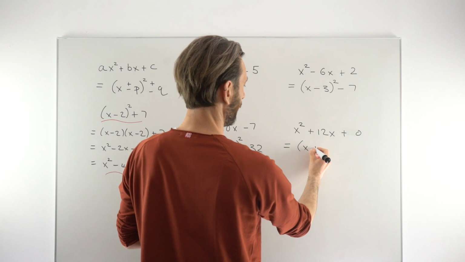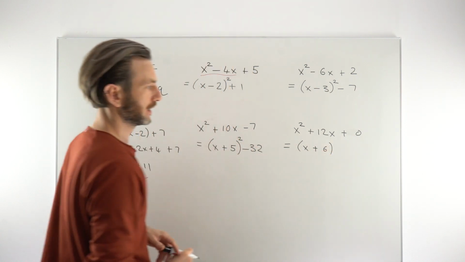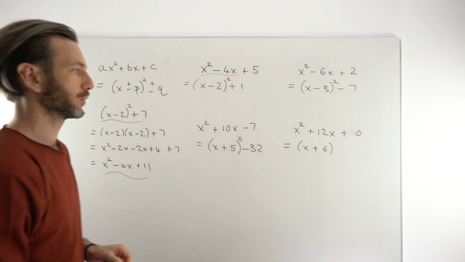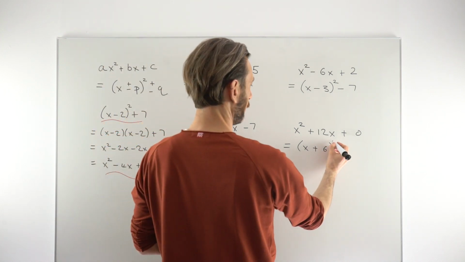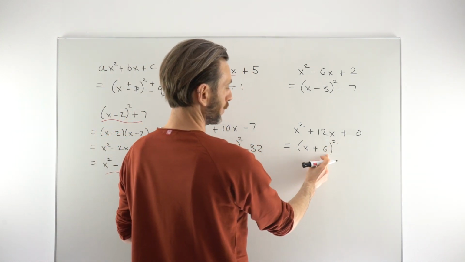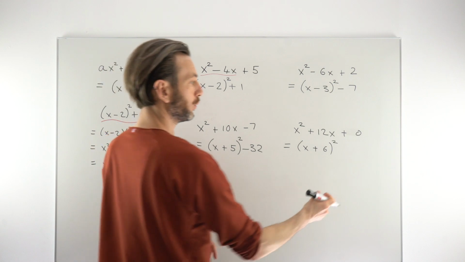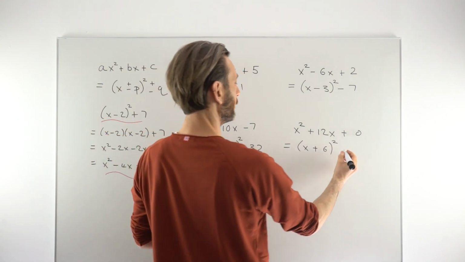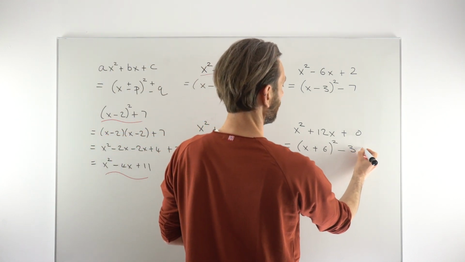We just go x plus half the coefficient of the x term, which is 12, so x plus 6 all squared. We square that out to get a 36. We don't want a 36, we want a 0. So that means that we've got to take away 36.